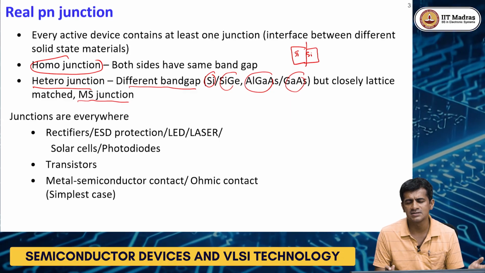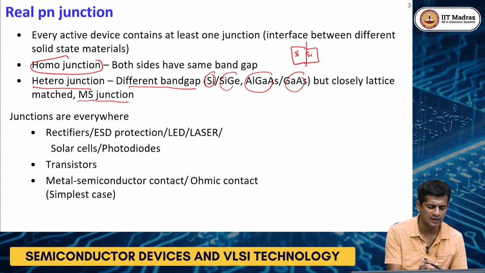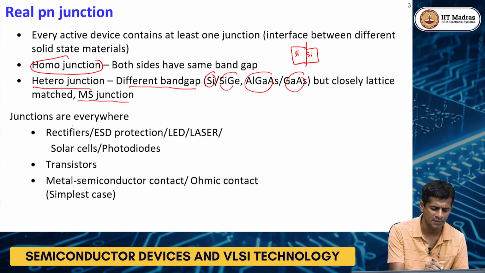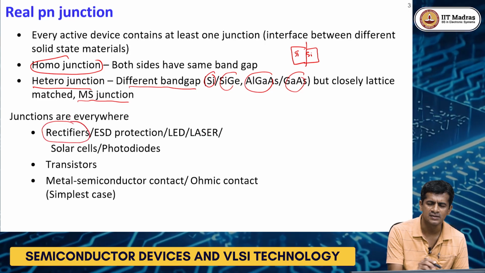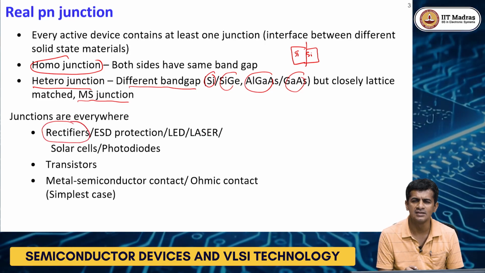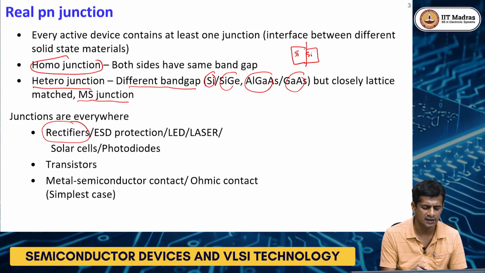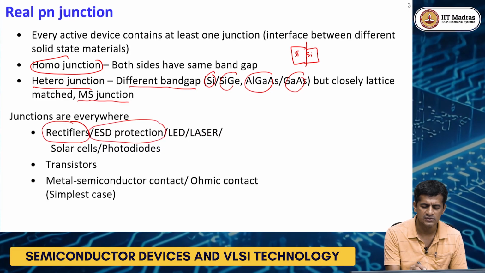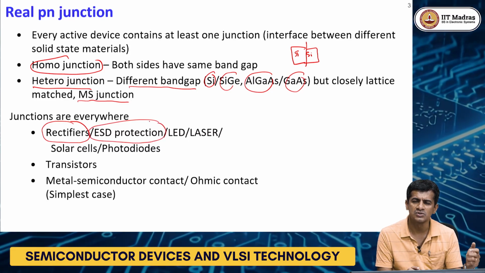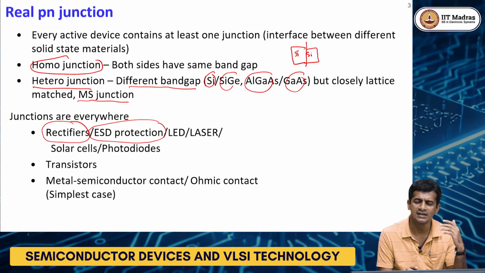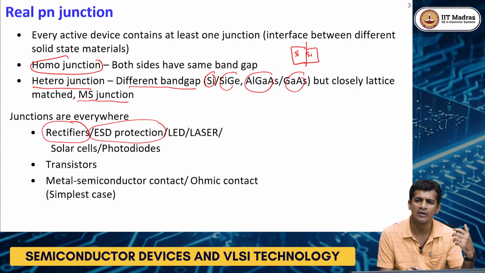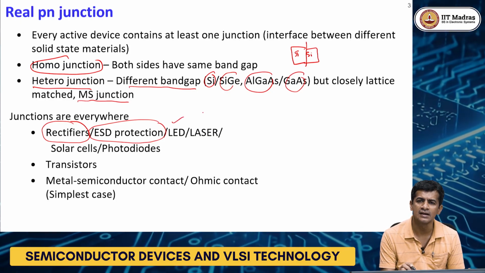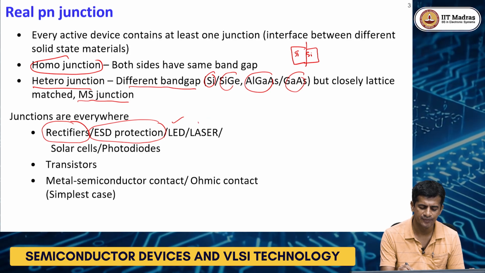So where are we using all these junctions? The first example is a simple PN junction, which you might have studied in your plus one or plus two. We used to make rectifiers, that is, to convert from AC to DC or for some kind of power protection. Rectifiers use PN junctions. Then there is also something important known as ESD protection, electrostatic discharge. For every IC, at the input wherever the pins are, you will have ESD protection diodes. The same PN junctions are used for light emitting devices like LEDs and lasers.